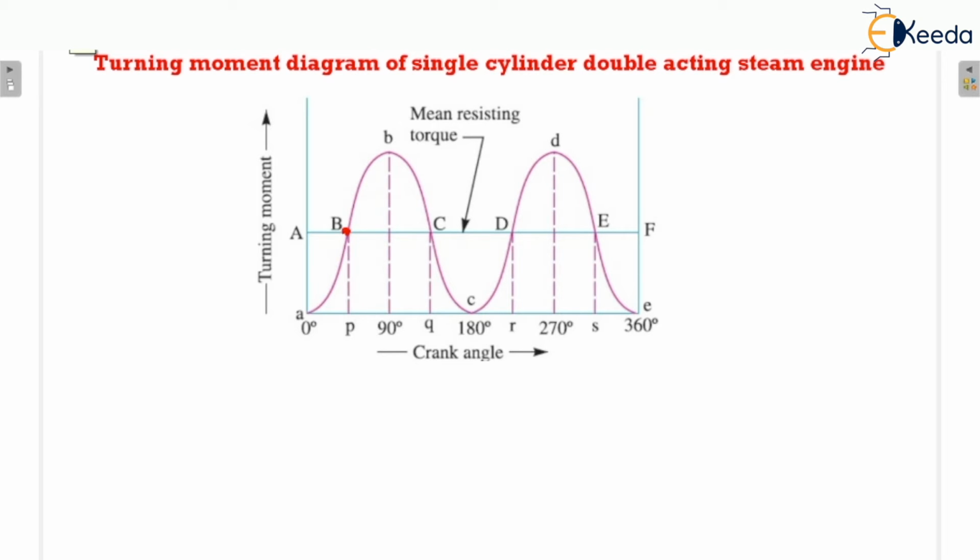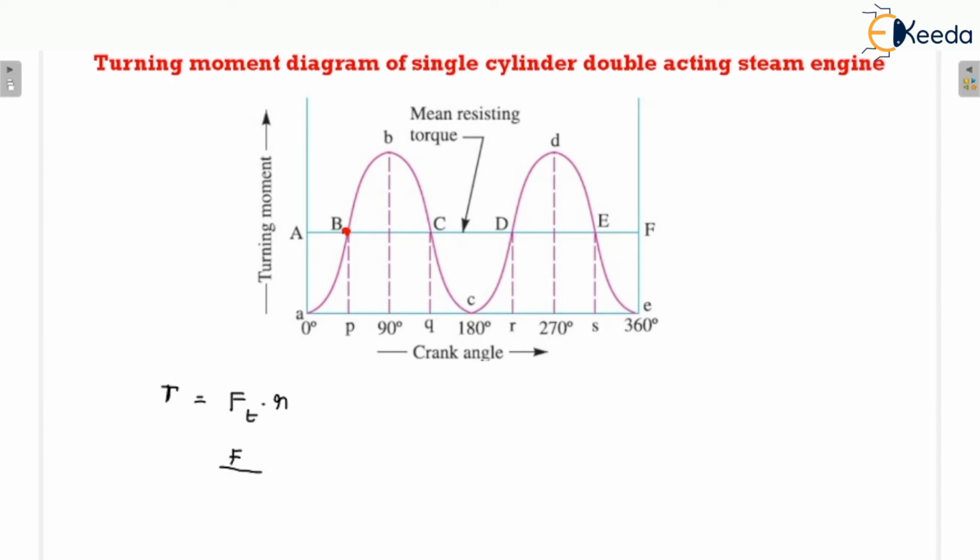And we have discussed in the last chapter, the dynamic analysis of the single slider crank mechanism, where we found the torque, or you can say the turning moment. The turning moment is T equal to Ft multiplied by R, where Ft is the tangential force on the crank, or you can say the crank effort.